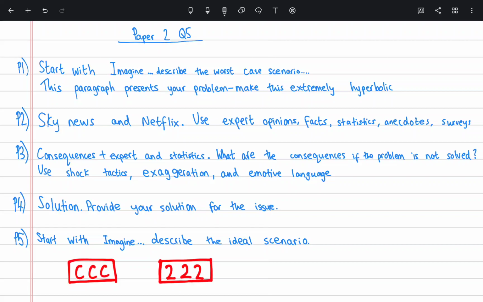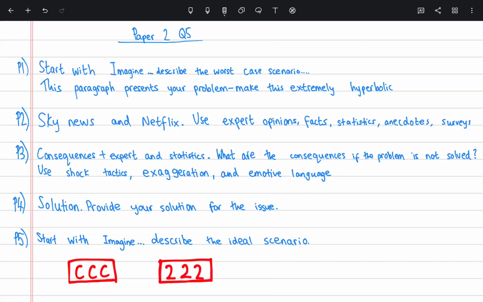Paragraph 4 is your solution. So provide your solution for the issue. So remember, you're not just raising and highlighting issues and complaining, but provide a solution. What can be done? Provide a solution that sounds realistic and fair. So this is something that will really hook the reader and encourage them to actually agree with your point of view. And remember, your answer must be convincing and compelling.